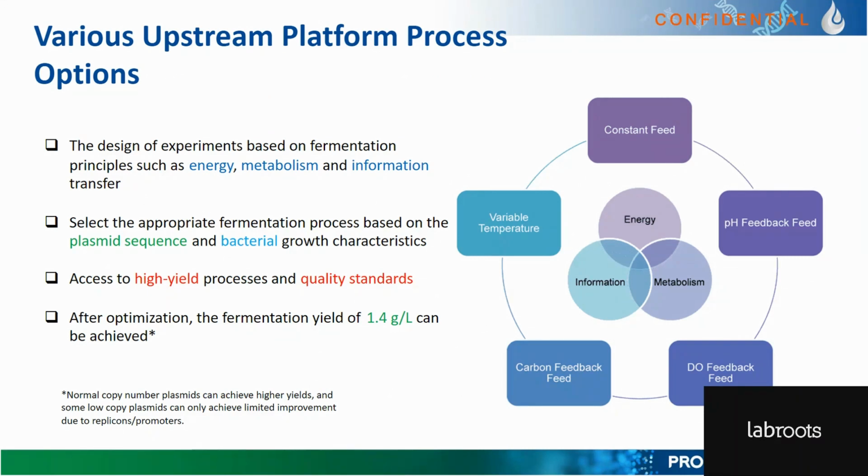So experimental design relies on fundamental principles of fermentation. This includes energy utilization, metabolism, and information transfer. We choose a fermentation process aligned with the plasmid sequence and the bacterial growth rate, which enables us to achieve a high yield and improve quality. After optimization, our fermentation yield can reach up to 1.5 gram per liter.